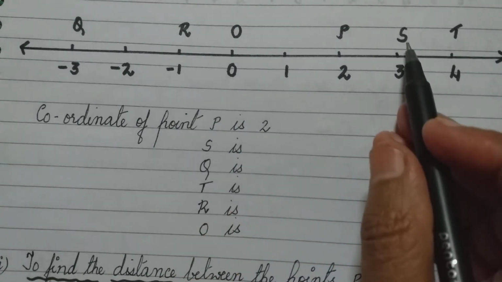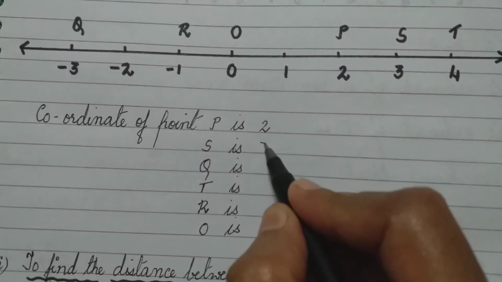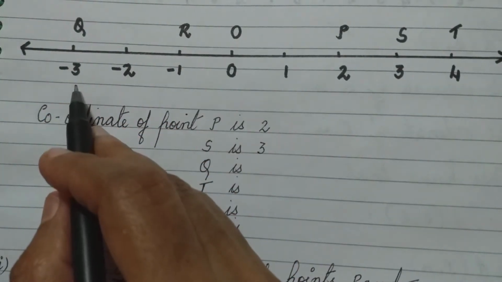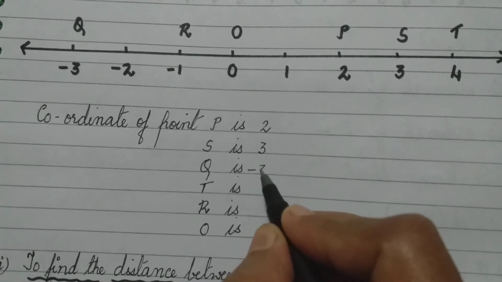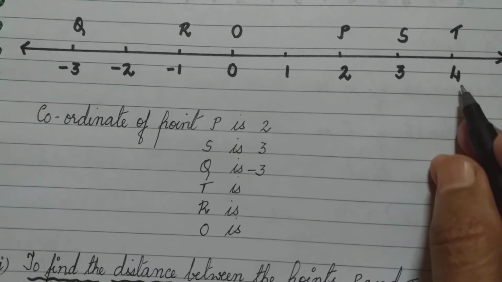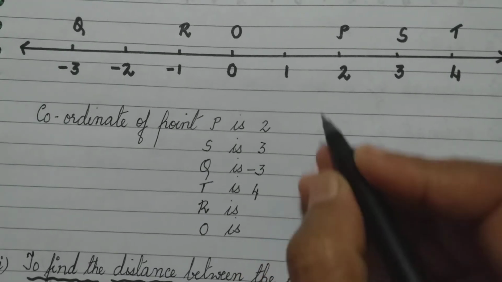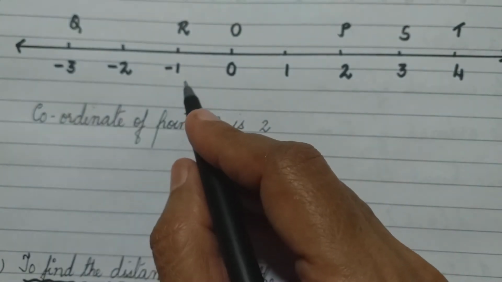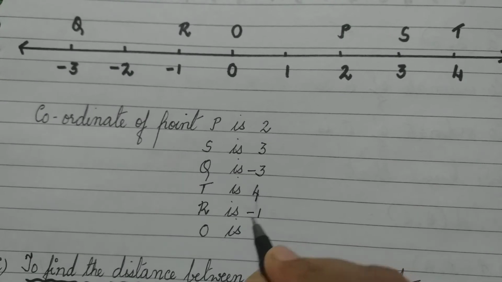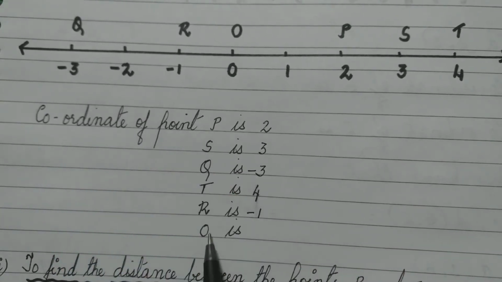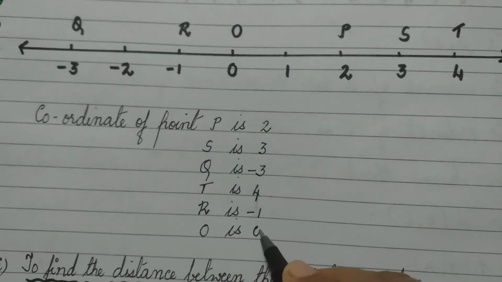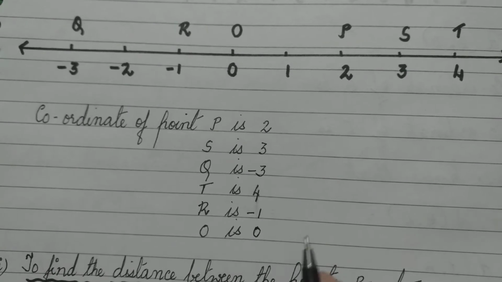Coordinate of point S is the number written below it, which is 3. Coordinate of point Q is the number written below it, which is -3. Coordinate of point T is the number written below it, which is 4. And coordinate of point R is the number written below it, which is -1. And lastly, coordinate of the point O is the number written below it, which is 0. Okay, so these are the different coordinates of point.